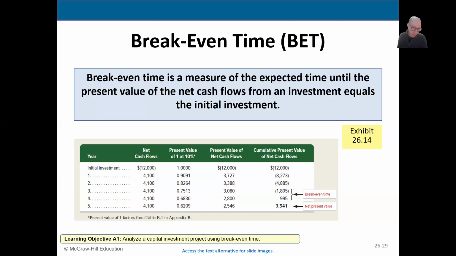In this example, it would be 3.64 years.